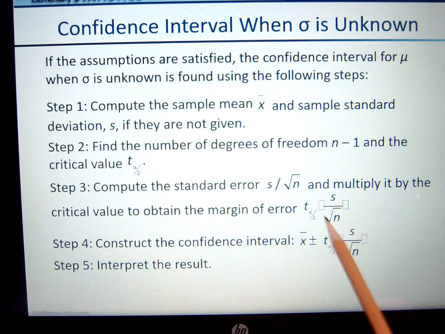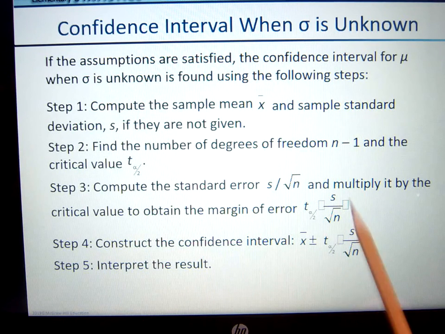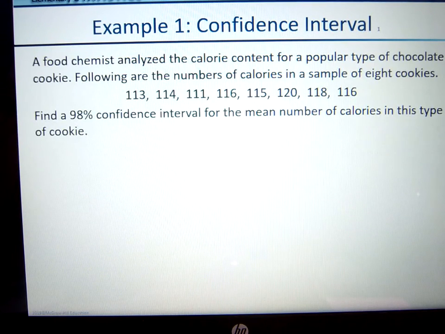Here you go. Going to construct the confidence interval. It's going to be x plus or minus, give or take, this margin of error, and then interpret the results. So here we have a chemist analyzing calorie content for a popular type of cookie. Following are numbers of calories in a sample of 8 cookies. Find a 98% confidence interval for the mean number of calories of this type of cookie.